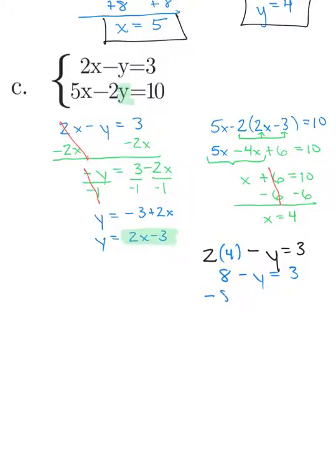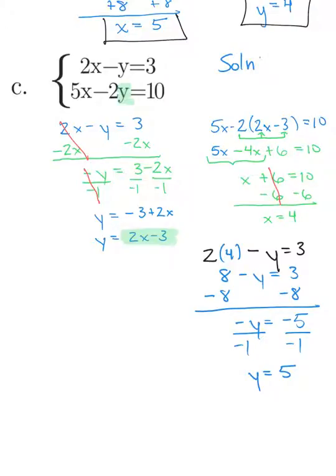I can subtract 8 from both sides, giving me -y equals -5. And finally, we can divide by -1, and we get y equals 5. So my solution is x was 4, y was 5.